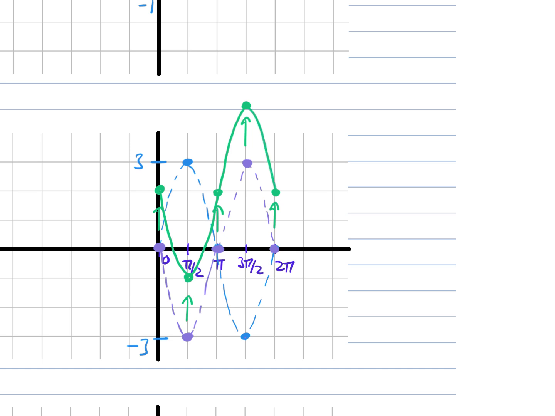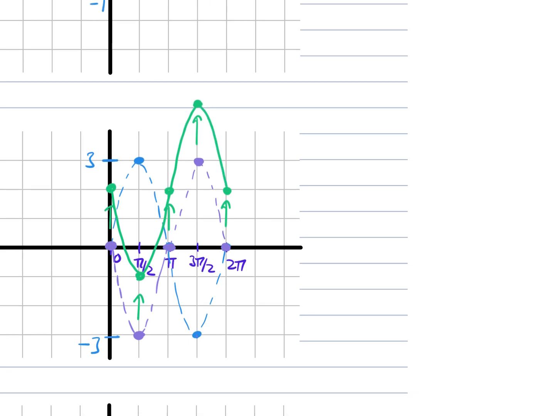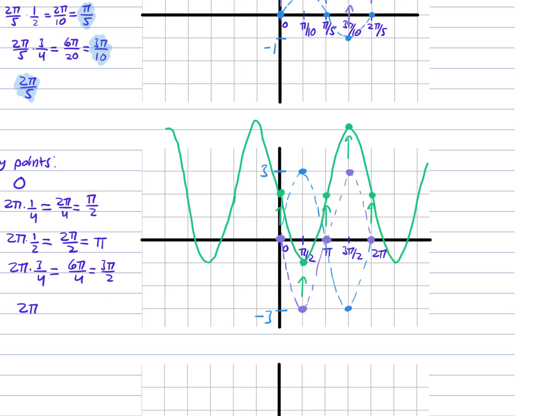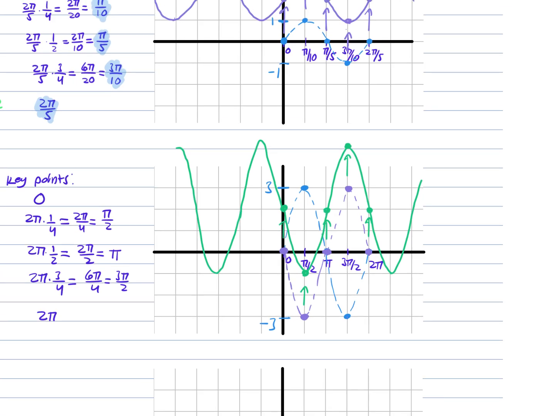All right, so that's one cycle. We're almost done. All you have to do is just complete it in both directions. So it's going to look something like that. Again, it doesn't need to be 100% accurate. As long as you show that it's continuing in both directions, that's all I need to see. And as long as you have the 5 key points. All right.